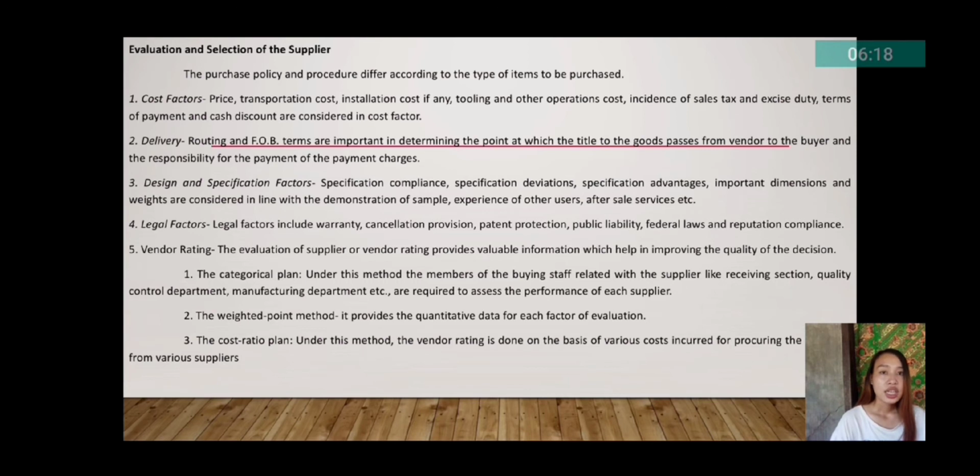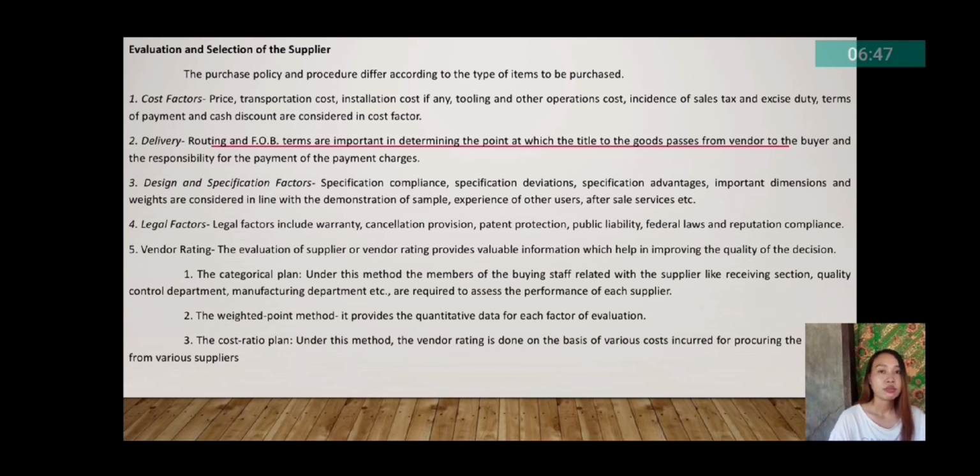Delivery, routing and FOB terms are important in determining the point at which title to the goods passes from the vendor to the buyer and the responsibility for payment of the freight charges. So, of course, we have to be responsible. It depends on what the buyer needs, who will pay, and what details are given in the order of the item.